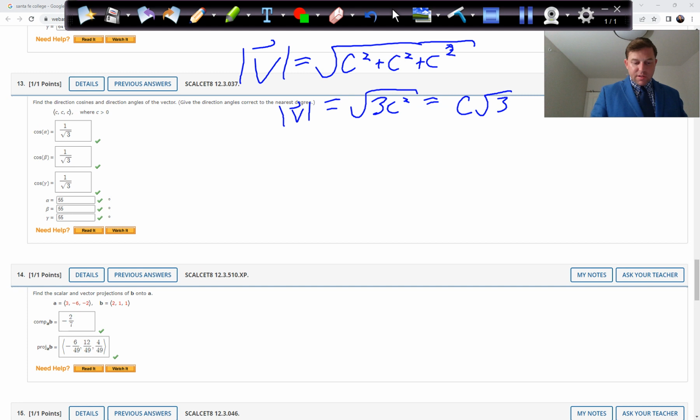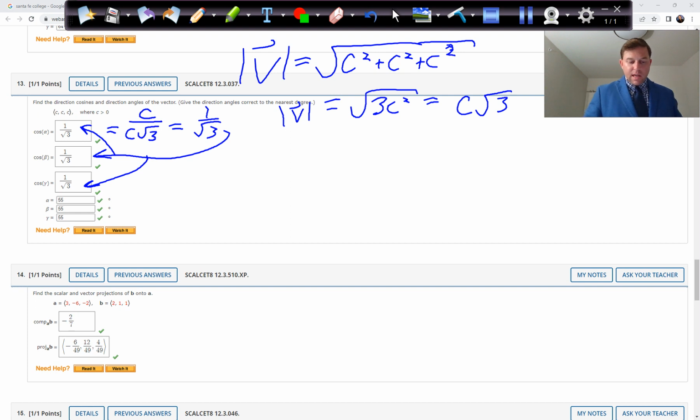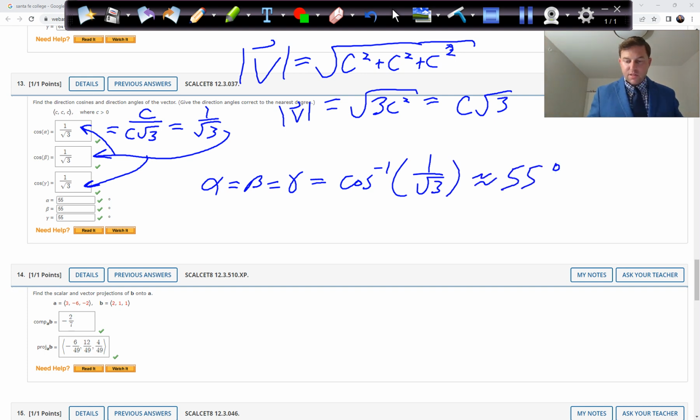which means the direction cosines are just each component c divided by c square root of 3. But the c's cancel, so you get 1 over square root of 3. And that's going to be the exact same for all three direction cosines. Okay, and then all you have to do to find the angles, so alpha should equal beta should equal gamma, will be the arc cosine of 1 divided by square root of 3, and it turns out to be approximately 55 degrees for this particular vector.